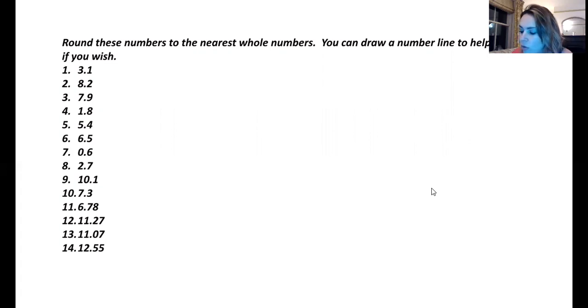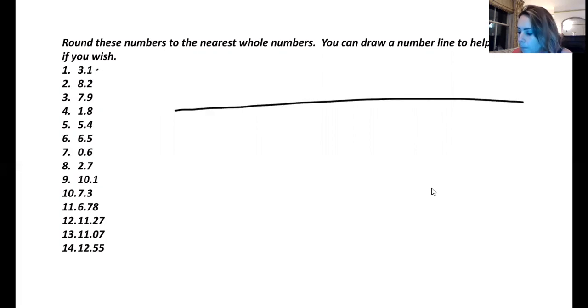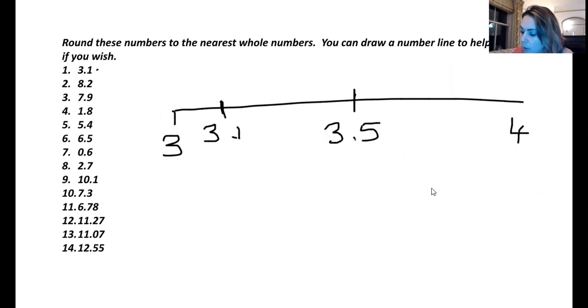If you wanted to draw a number line and it's 3.1, you're going to draw your number line. I know that it comes between 3 and 4. I'm going to draw in the middle that 3.5 comes halfway between. 3.1 is going to come here, so I know that 3.1 is rounded down to 3. So have a go through those 14 questions. Feel free to pause the presentation now so you can work through those before we move on.